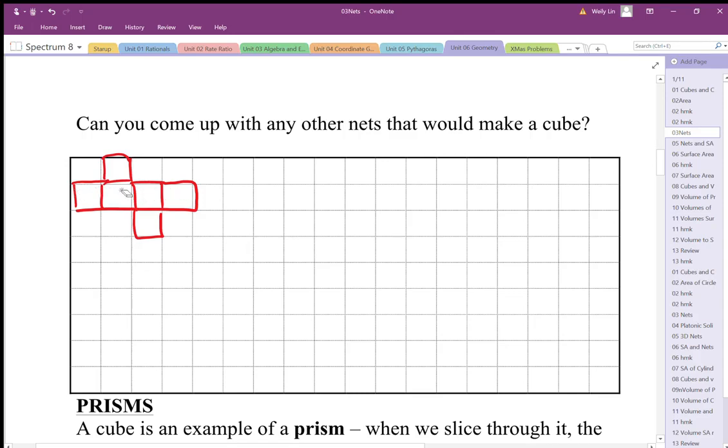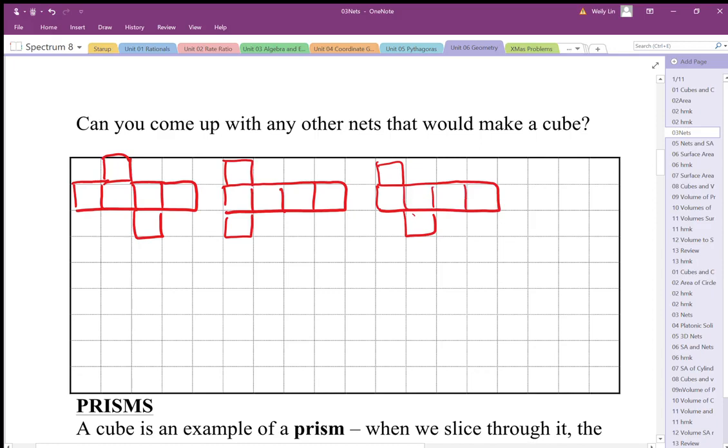There are ones where we can make the 4 along the side surface. Really all we need then is a tab on the top and a tab on the bottom to close up the bottom and top. So we can put them here and here. We can put them here and here, which is different than those ones.